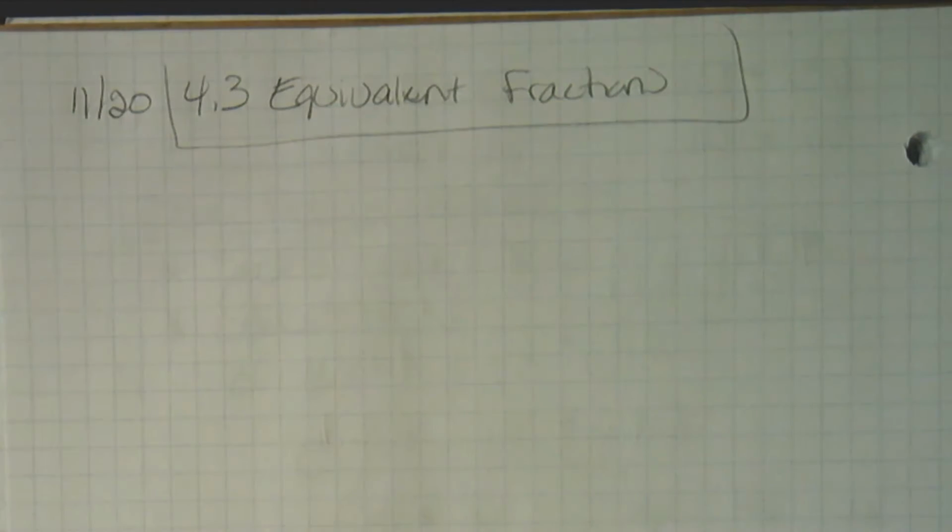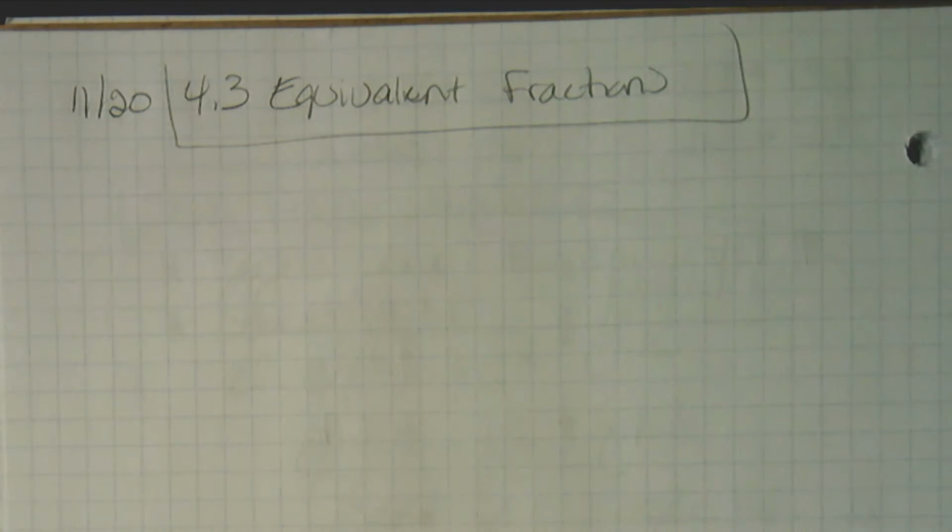So this section kind of jumps around a little bit, so we kind of remember where we're going. This chapter started with prime factorization, and then greatest common factor. We're doing equivalent fractions. We're going to do least common multiple next, and then we start looking at exponents and scientific notation. So it kind of skips around a little bit between several things.